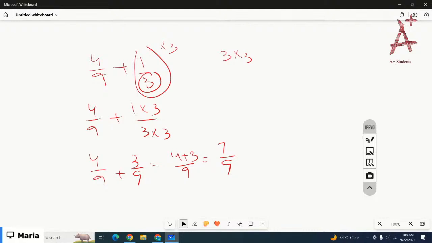The correct option is 7 over 9. So you have to do exactly the same thing when you are subtracting unlike denominators, right? Let's just do an example of subtracting unlike denominators.